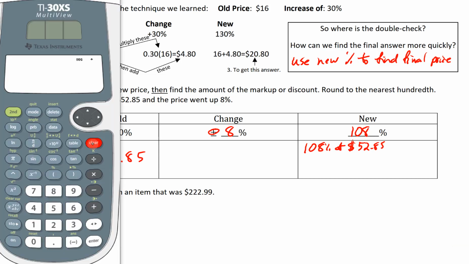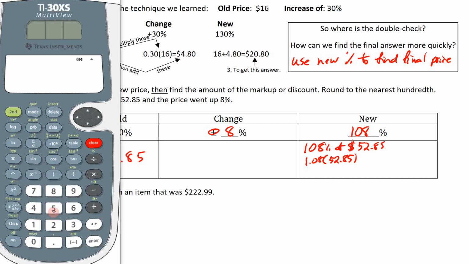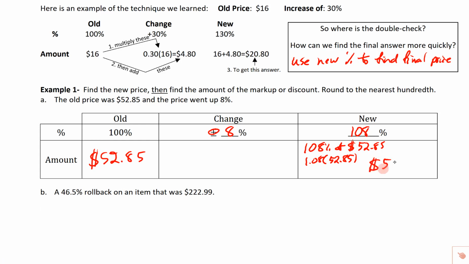So we'll go ahead and pull up the calculator here. So we're going to have 1.08 times 52.85. So let's see what we have. 1.08, there's the 108%, times that by 52.85. Make sure everything's on our calculator the right way, hit enter, and we end up with 57.078. So that's $57.07 and just a little bit more. Is that little bit more enough to round it up? It is. So it's going to be $57.08. So the answer on this is $57.08. That's the new amount.